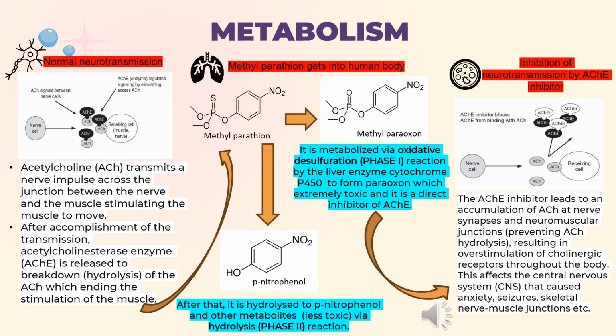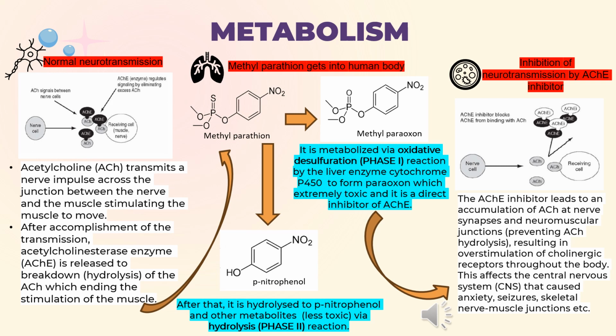In normal neurotransmission, acetylcholine or ACH transmits nerve impulses across the junction between the nerve and the muscle, stimulating the muscle to move. After the accomplishment of the neurotransmission process, acetylcholinesterase enzyme or ACHE is released to break down or hydrolyze ACH, which ends the stimulation of the muscle.